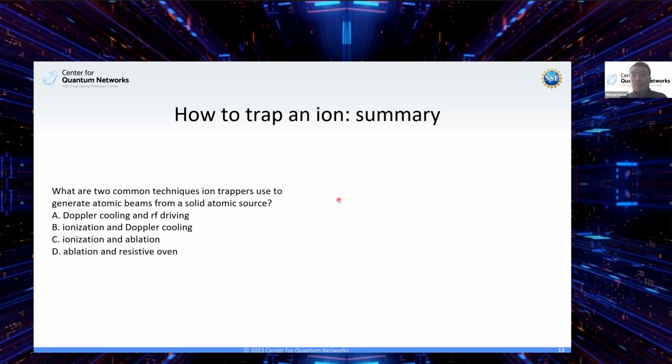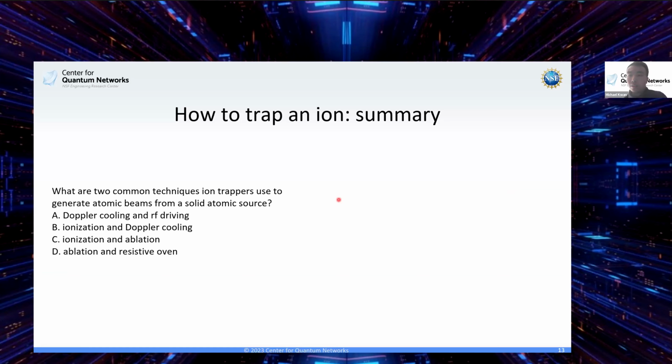Okay, yeah, because trapped ion has a lot of overhead in the equipment needed, so it's easy to get things mixed up. The correct answer here was D, ablation and resistive heating. Resistive oven.